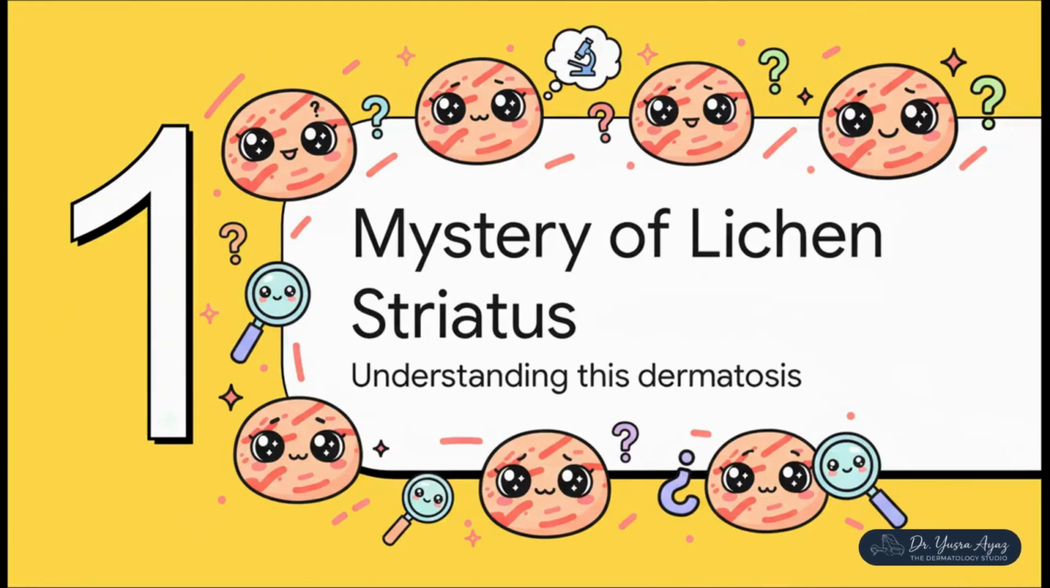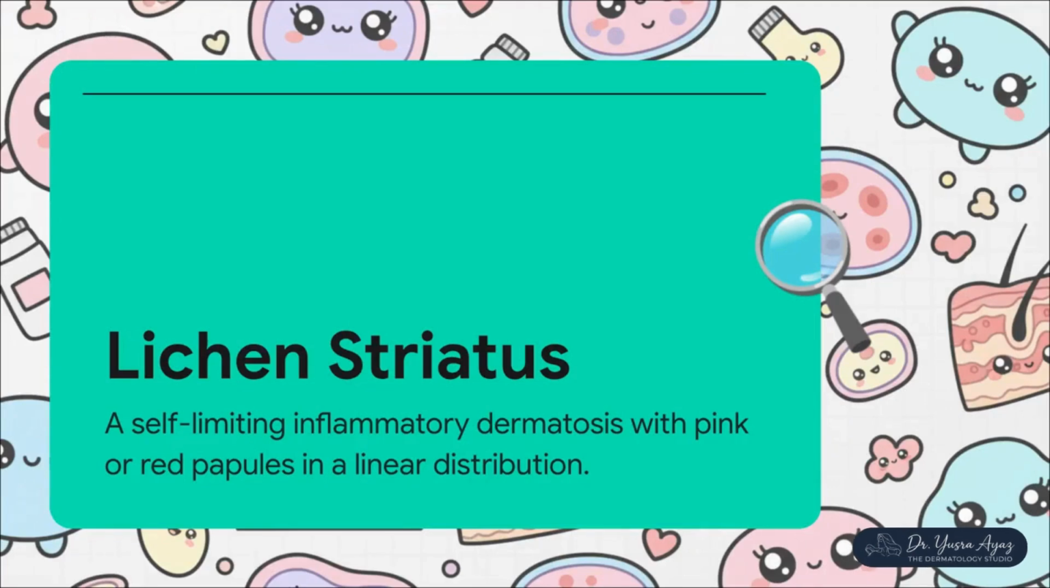Okay, let's kick things off with our first section, the mystery of Lichen Striatus. Our goal here is to really get a handle on this unique linear skin condition, right from the ground up. So, what in the world is Lichen Striatus? Well, to put it simply, it's a temporary skin rash.